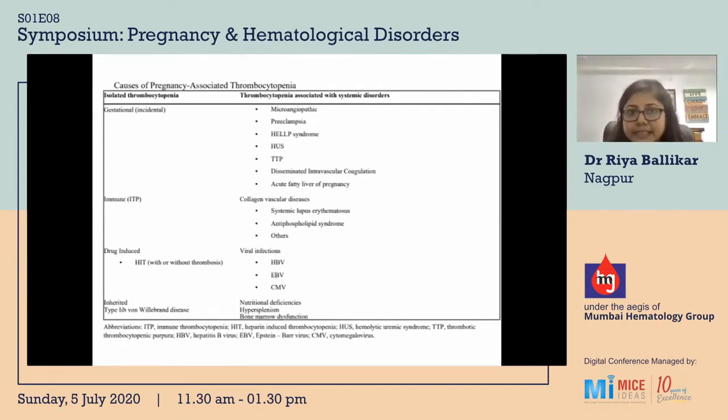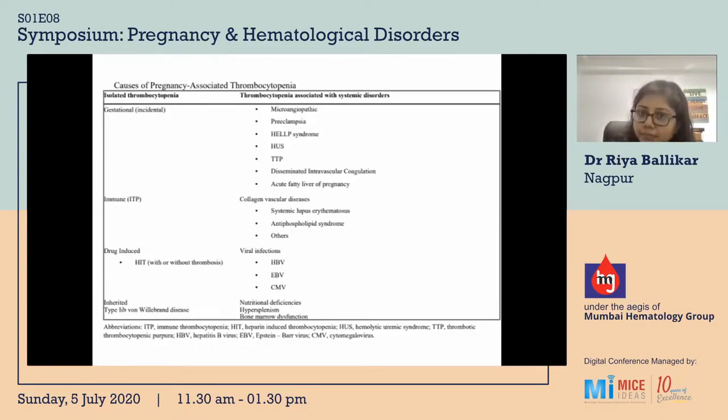Dr. Das sir has very nicely listed the causes of pregnancy associated thrombocytopenia. For classification purposes, we divide them into two groups: isolated thrombocytopenias and thrombocytopenias associated with systemic disorders. Isolated includes gestational, which we have discussed. It includes ITP, which is the immune-related thrombocytopenia. It can be drug-related, it can be inherited, or it can be because of VWD type 2B. Systemic disorder associated thrombocytopenias are the most serious ones, and that's a separate topic by itself.